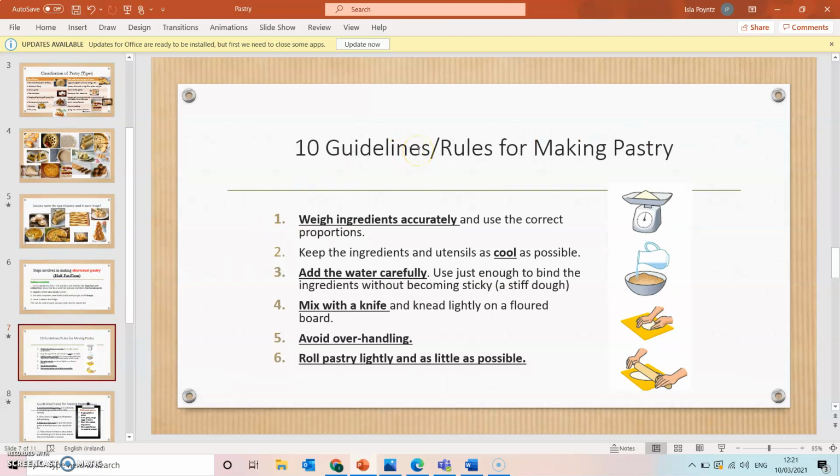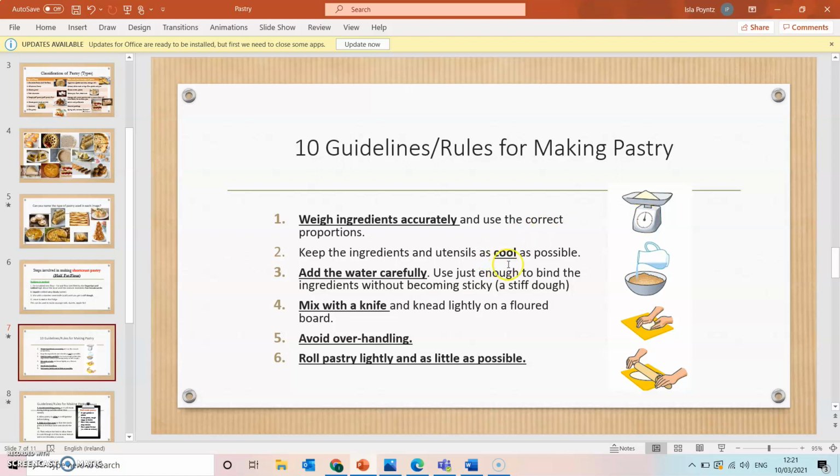So we have 10 guidelines for making pastry. So these are very important, and as I said before, if a recipe says 200 grams of short crust pastry, that means 200 grams of flour, plain flour, and it's half the amount of fat. So it'll be 200 grams of flour, 100 grams of margarine or butter. Okay, so weigh ingredients accurately. Okay, so always use a weighing scales, never guess the amounts.